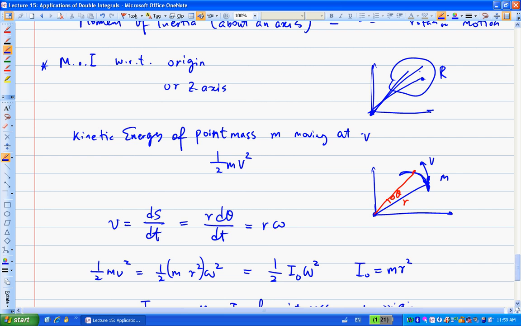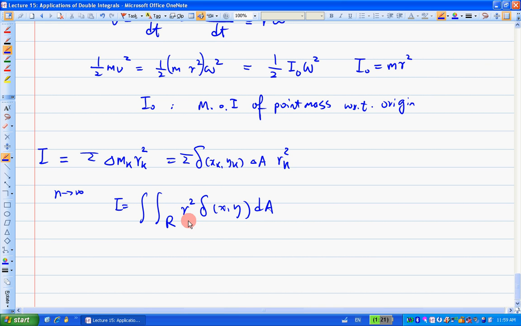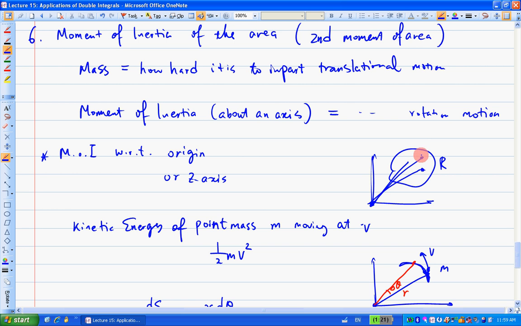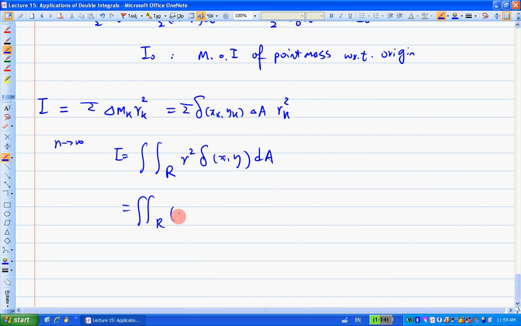So you're going to have to integrate. The r here is what? If I pick a point inside here, and this point is (x, y), what is my r then? That's my r.